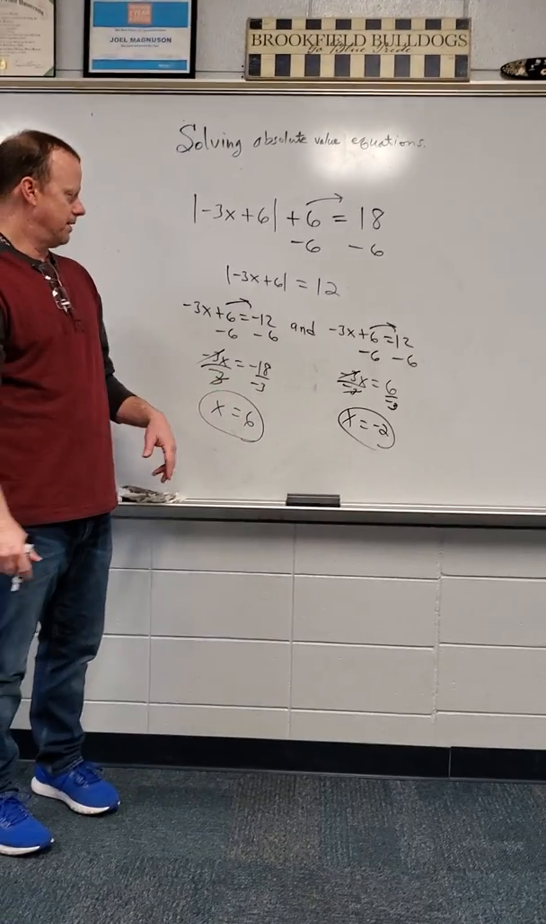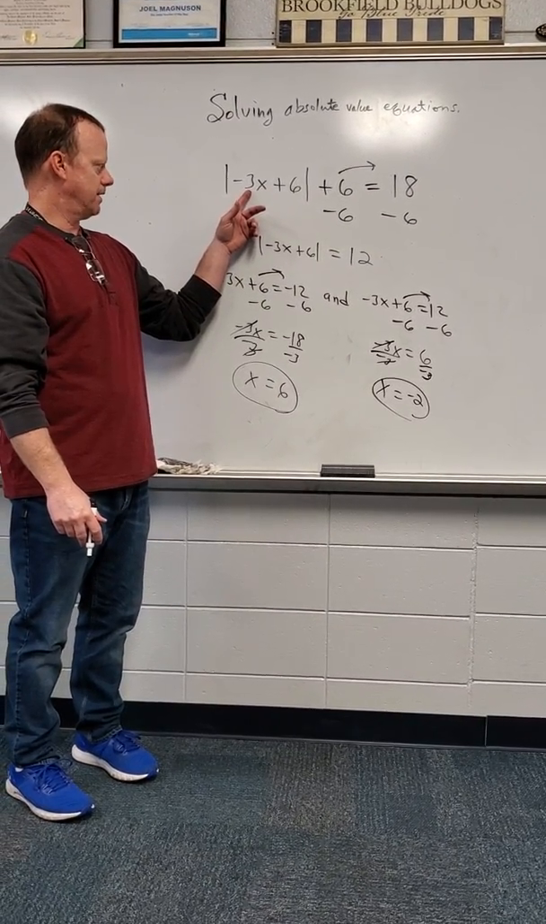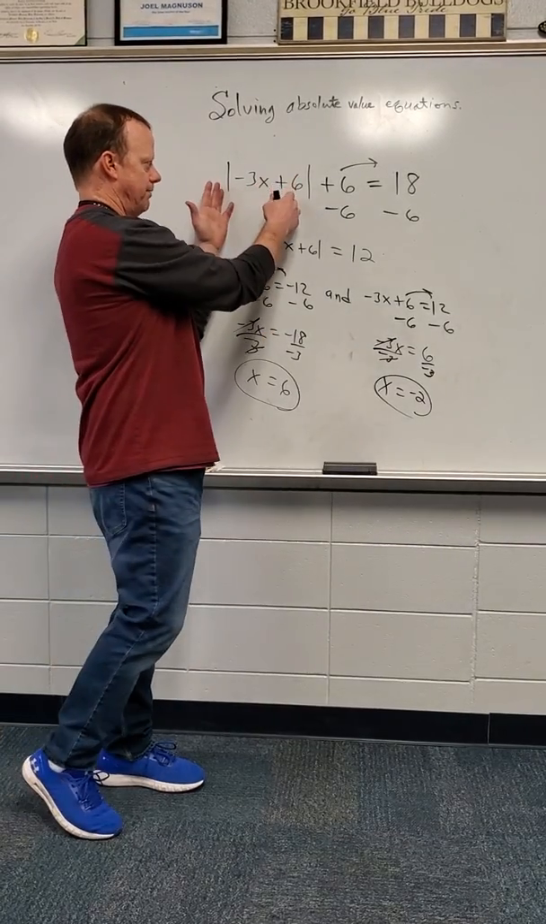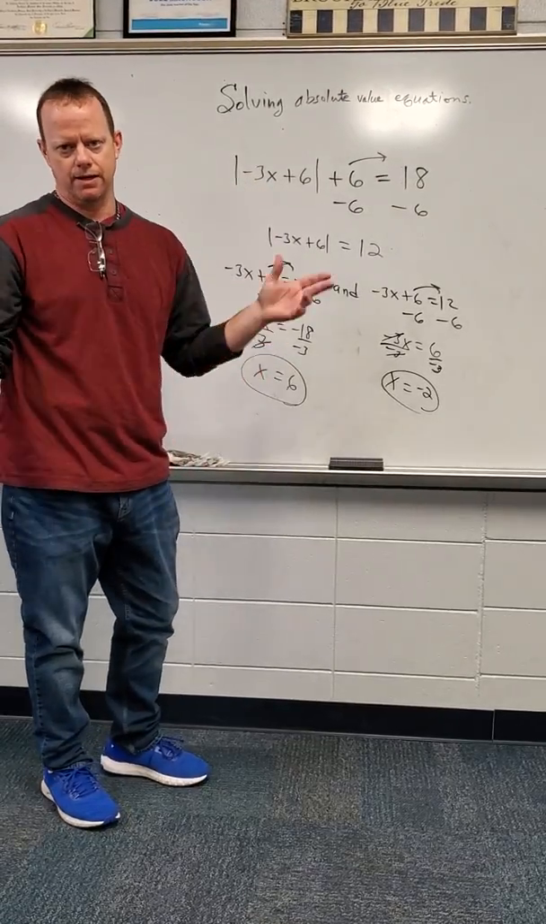To test those two answers out, we plug in. 6 times negative 3 is negative 18. Negative 18 plus 6 is negative 12. The absolute value of negative 12 is 12. 12 plus 6 is 18. 18 equals 18. It works.